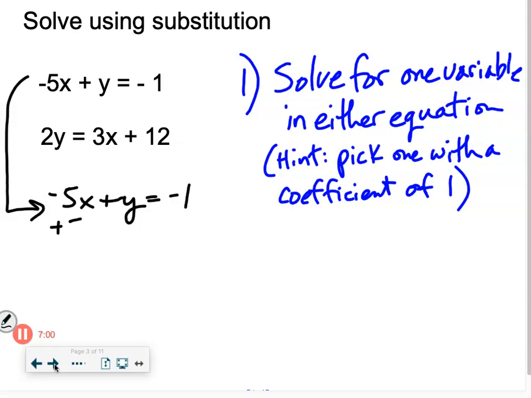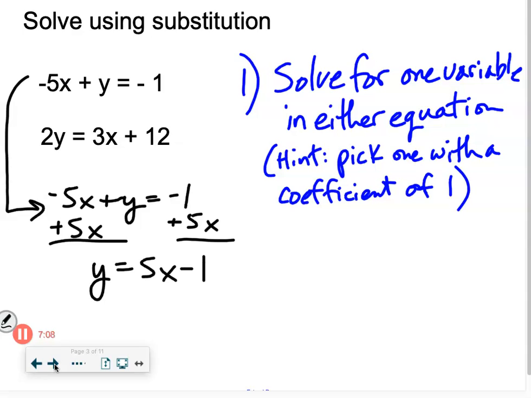So I have to add 5x to both sides. And I get y equals 5x minus 1. Are we all good there? Okay. All right. Now here's why it's called substitution.